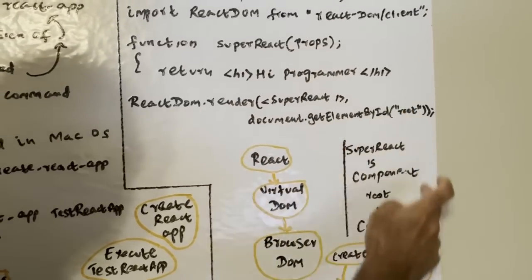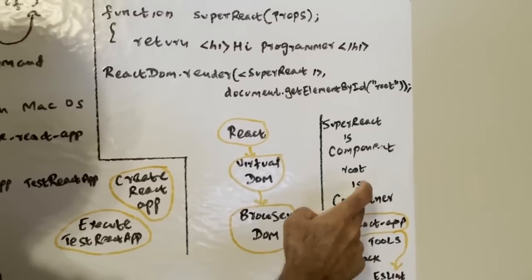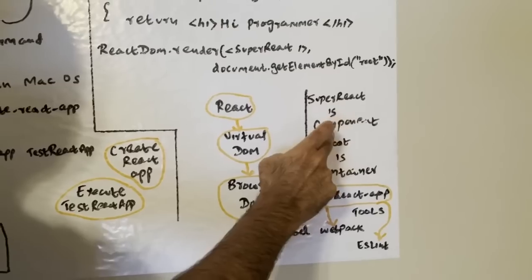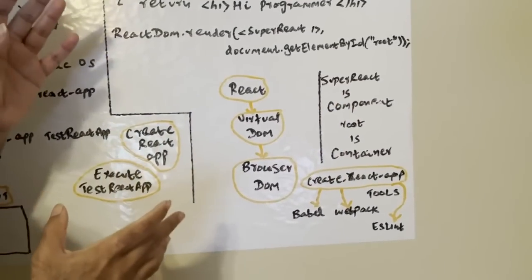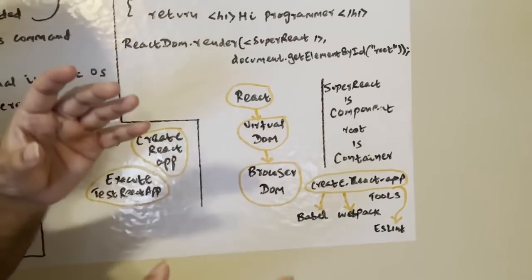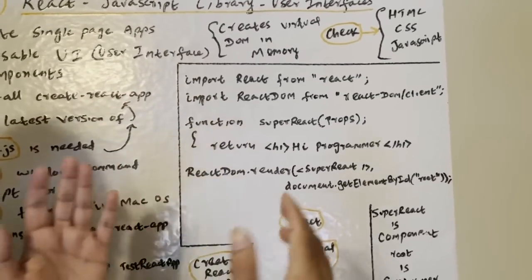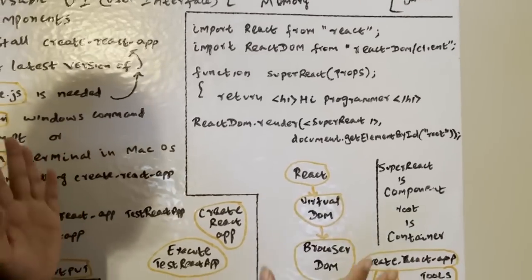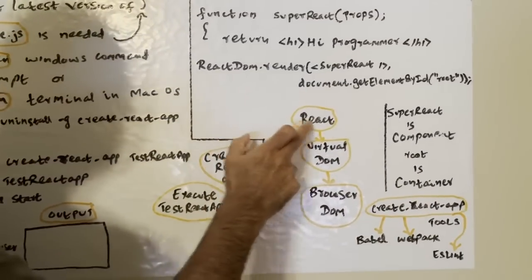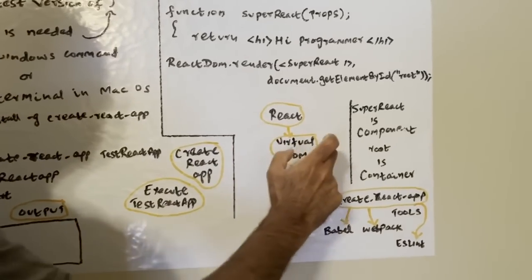Okay, I say root. What is root? Root is a container. So containers are invoking the components. There will be a lot of components with a lot of containers, and React, the JavaScript library, puts everything together to create a beautiful user interface. That's what's happening. So React creates a virtual DOM in memory.